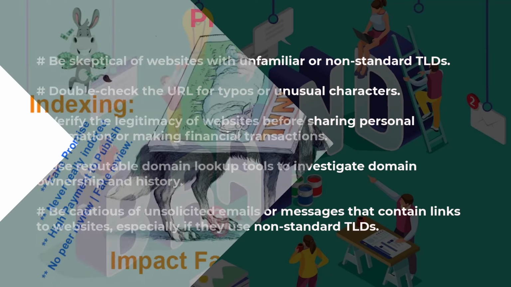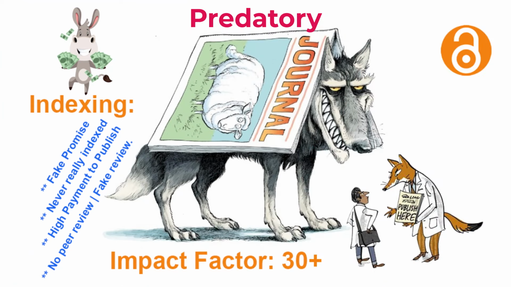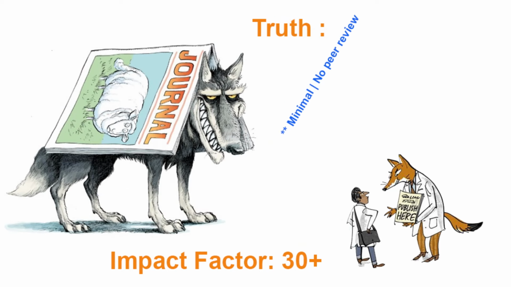Scammers can run predatory journals, often referred to as fake or predatory publishing outlets, with the primary goal of making a profit by exploiting the academic publishing system. Here's how scammers typically operate predatory journals. Number 1, minimal or no peer review.